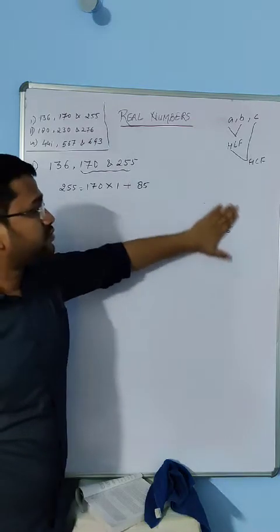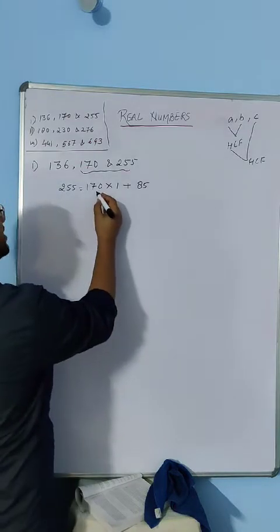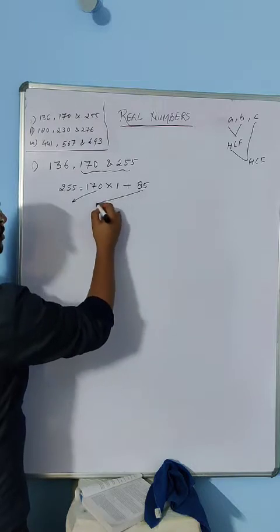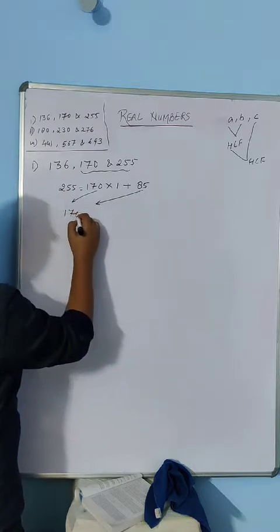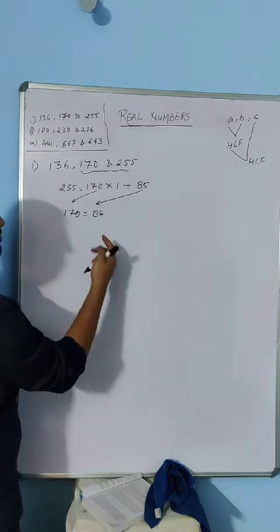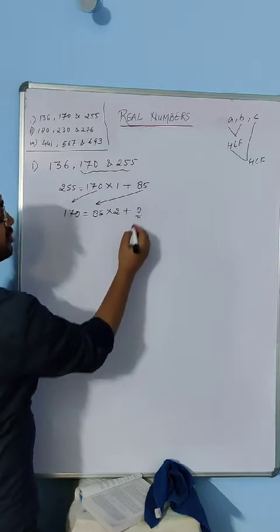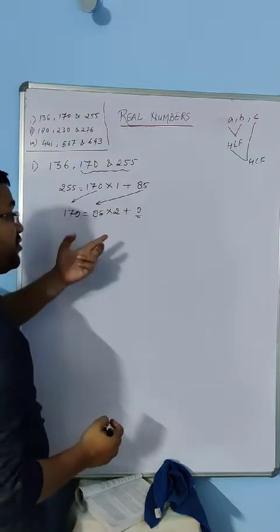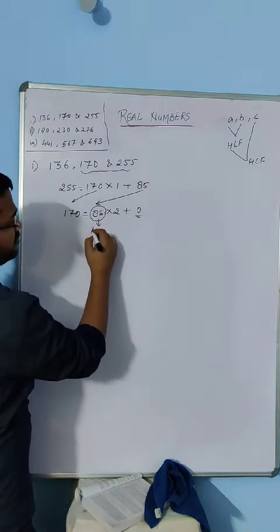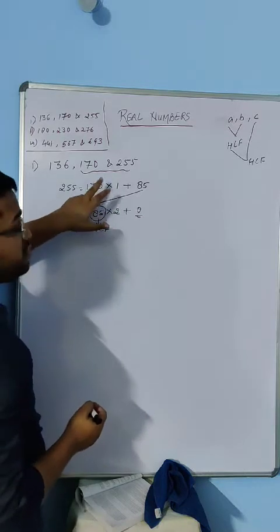I hope all of you remember the next step, that is, the divisor at this stage becomes the dividend in the next, and the remainder becomes the divisor. So 170 is equal to 85. When I divide 170 by 85, it goes two times and the remainder becomes 0. So the step at which the remainder becomes 0, the divisor at that step gives you the HCF. So this is the HCF of the first two chosen numbers.